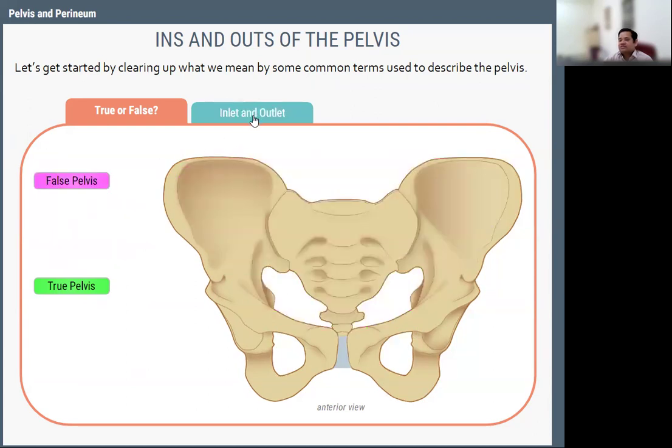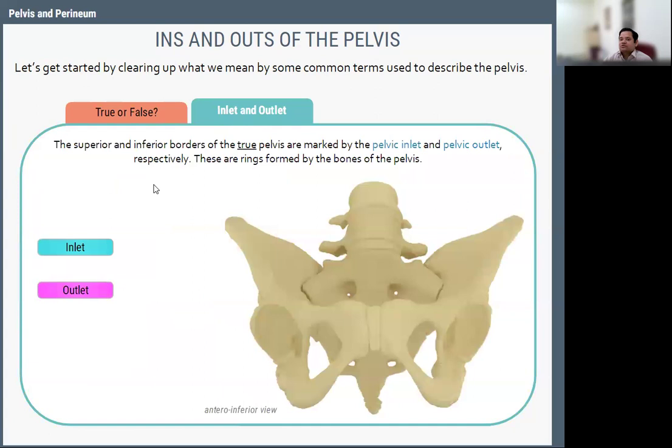Then there are two words: inlet and outlet. The superior and inferior borders of the true pelvis are marked by the pelvic inlet and pelvic outlet. Remember, this is only for the true pelvis. These are ring-like structures. The upper part will be the inlet, from which things come inside the pelvis, and the outlet will be the lower part, from where things get out of the pelvis. So this is inlet and outlet. Remember, inlet and outlet are only in the concept of the true pelvis.